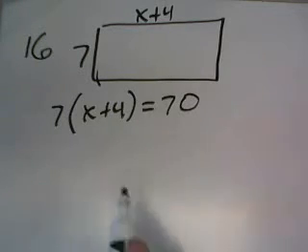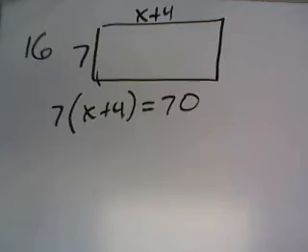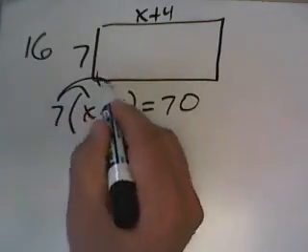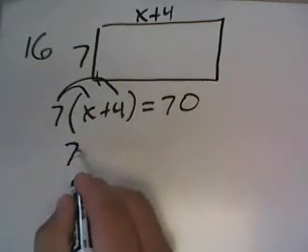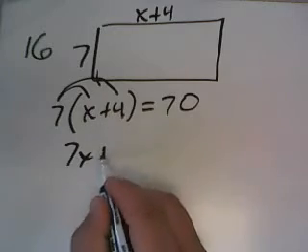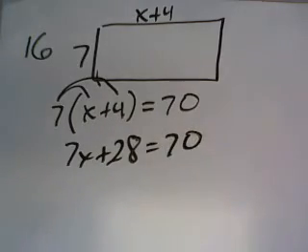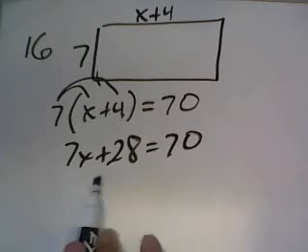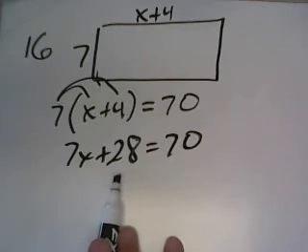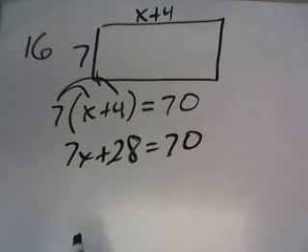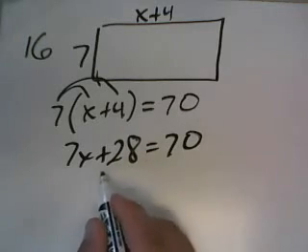And like we did on number 8, we want to get rid of those parentheses. So I'm going to distribute. 7 times x is 7x. 7 times 4 is 28. And that is 70. Now, we don't have any like terms to put together. We just have a two-step equation. So I'm going to undo it in reverse order.